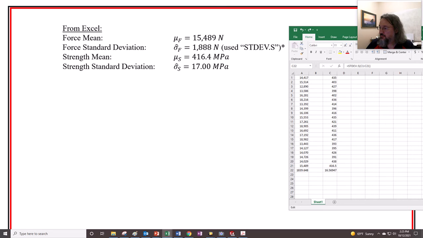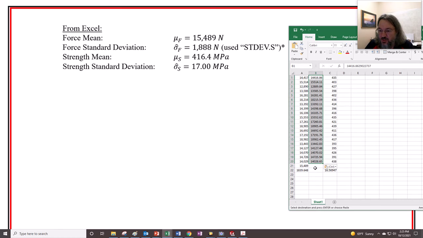Stand dev from right there, and I got 18. Why am I getting something so much different? Oh, the values. I don't get it. Why? Let me double check this. I'm going to paste this in here as values, and they should all be pretty close. We'll do this right here. Boom, I get the same thing.